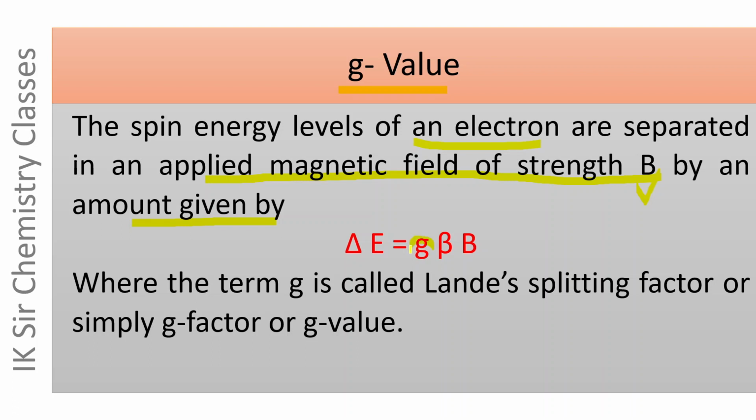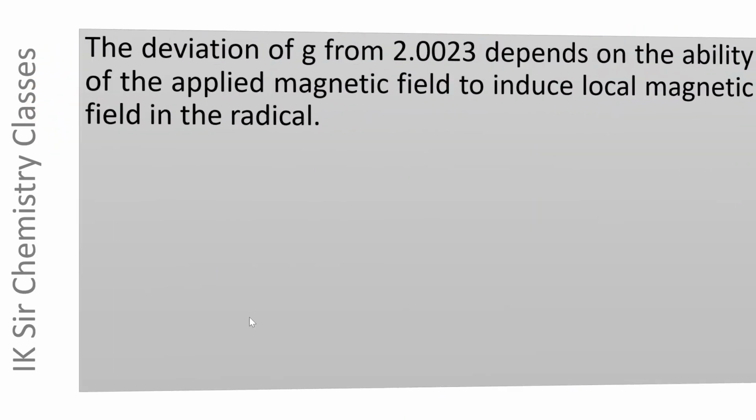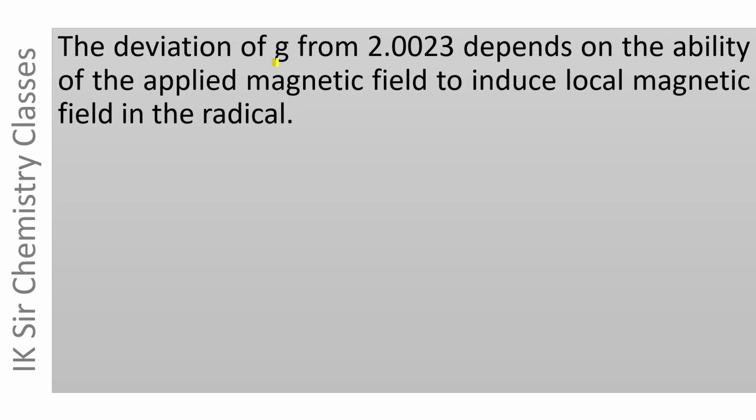Here, the term G is called Lande's splitting factor or simply G factor. It may also be called G value. For a free electron, the value of G is 2.0023. The deviation of G from 2.0023 depends on the ability of the applied magnetic field to induce local magnetic field in the free radical.